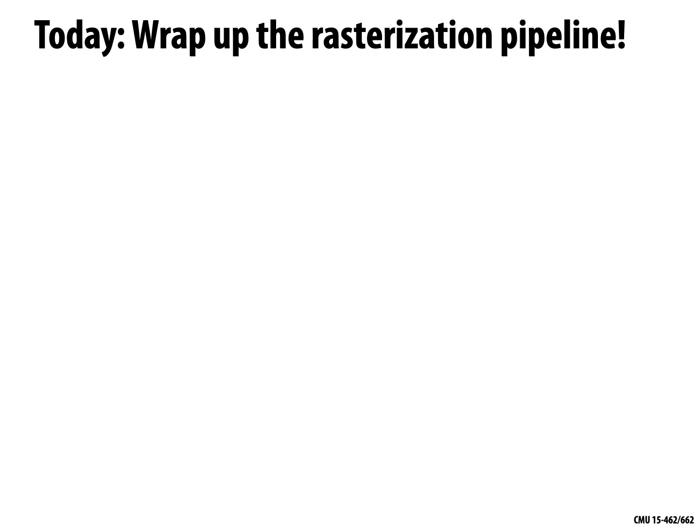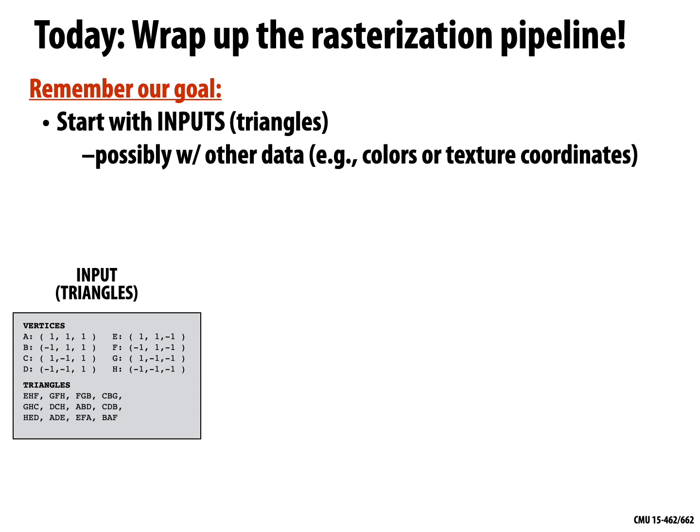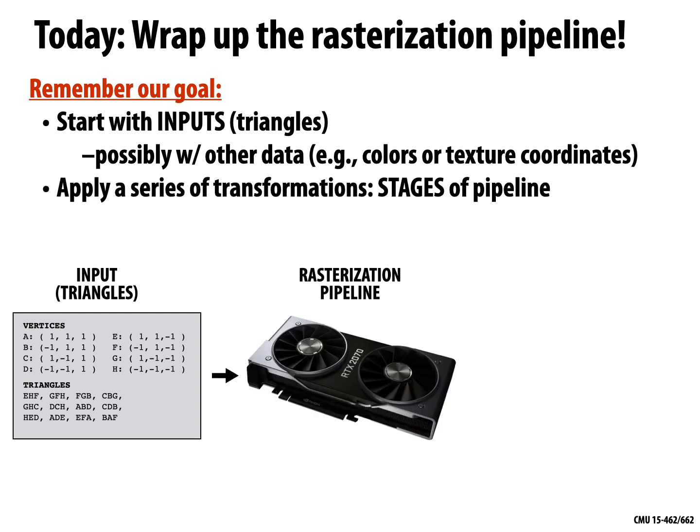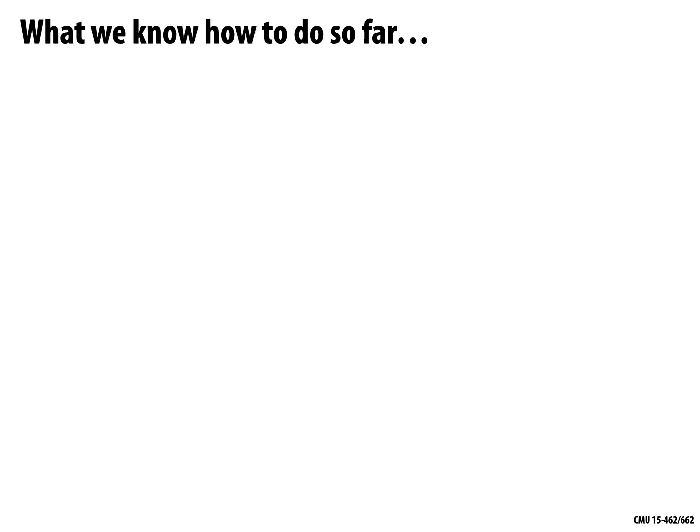So just to take a step back and think about what we're trying to do here, the rasterization pipeline, the graphics pipeline, is going to start with some inputs. Let's say a list of triangles and some other data, maybe colors or textures. And the goal is to push this data through several stages of a pipeline, which these days shows up in your graphics card, and produce as output a final bitmap image. Okay? And we already know how to do a lot of this process.